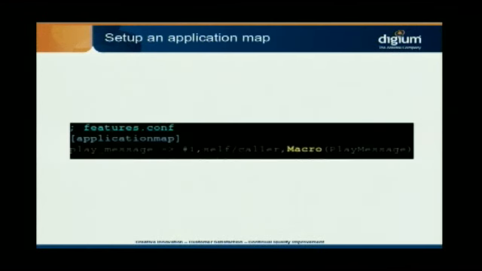No problem. In order to be able to create the ability to hit some sort of DTMF key on the phone, I create myself an application map, a custom application map. And this is done in the features.conf file. And I've just called it play_message. I could call it anything I want.